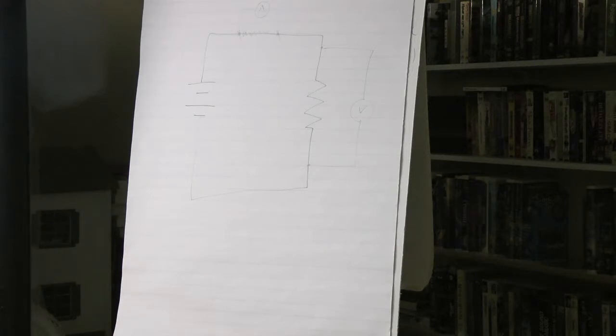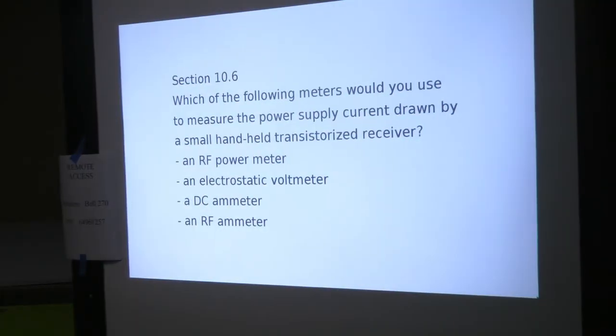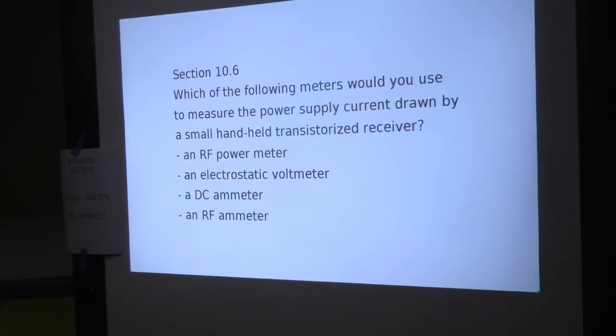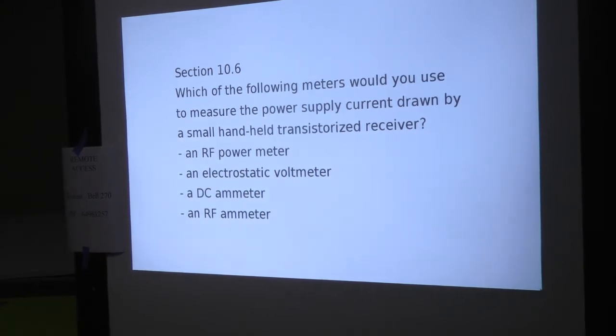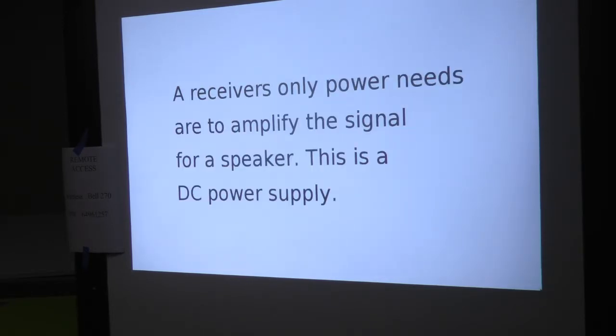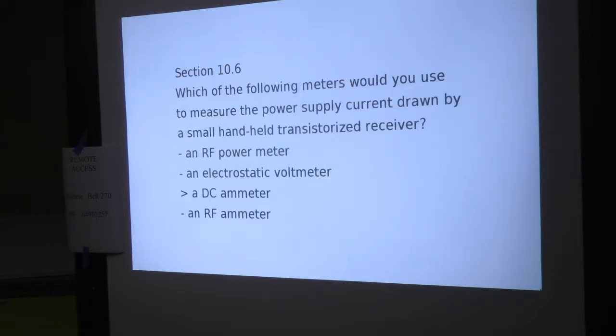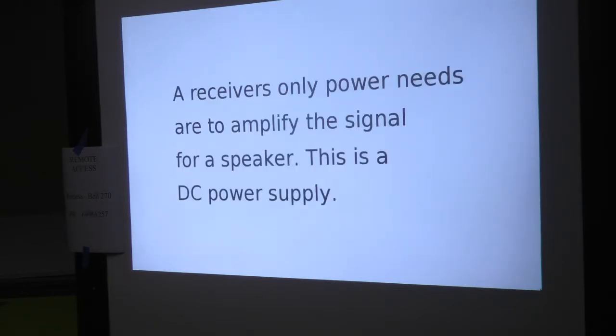All right. Which of the following meters would you use to measure the power supply current drawn by a small handheld transistorized receiver? I would say number 3. A DC ammeter? Yeah, that's correct. So a receiver only needs a little bit of power to amplify a signal for a speaker, so it's usually just a DC power source, like a couple of batteries. It's kind of a weird way to word it, but yeah, technically correct.